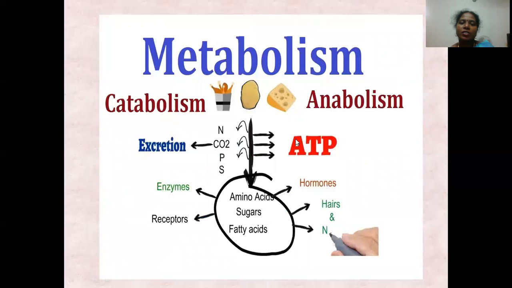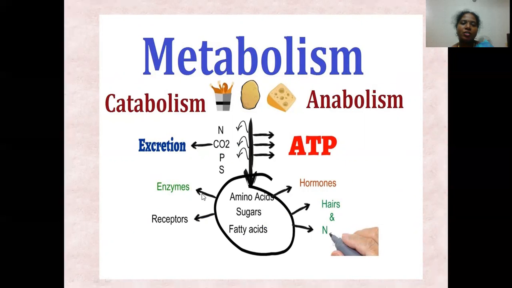Metabolism, again, is a two-way process where you have anabolism and catabolism. Anabolism is the synthesis of larger molecules, and catabolism is the degradation of larger molecules to smaller molecules. So you would need energy. Amino acids can build to form proteins, which will be the larger molecule. Sugars can form a larger sugar molecule, and fatty acids can form larger fatty acids by the anabolic processes.